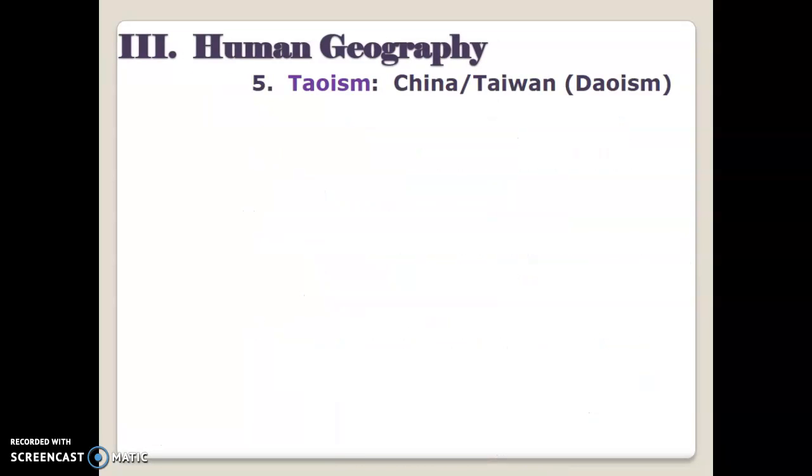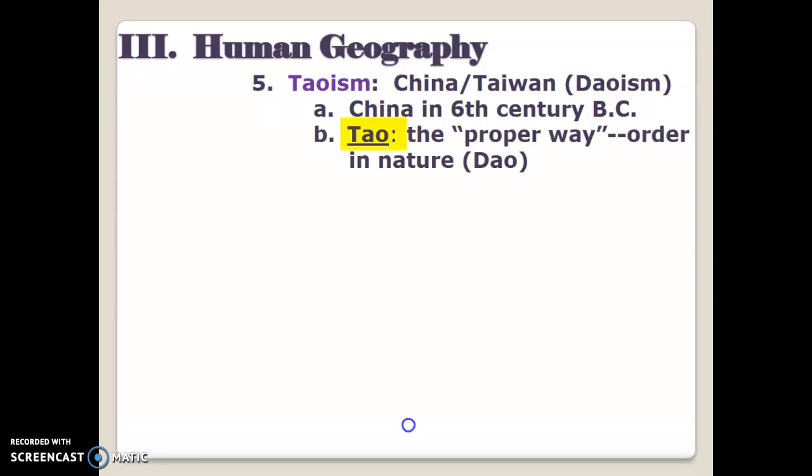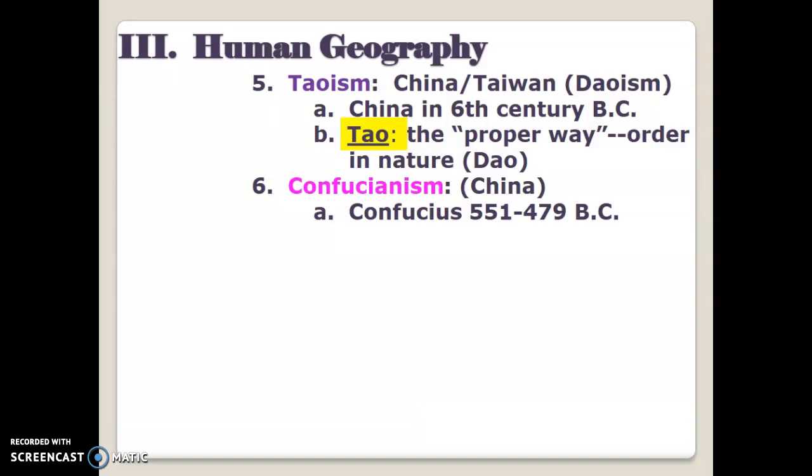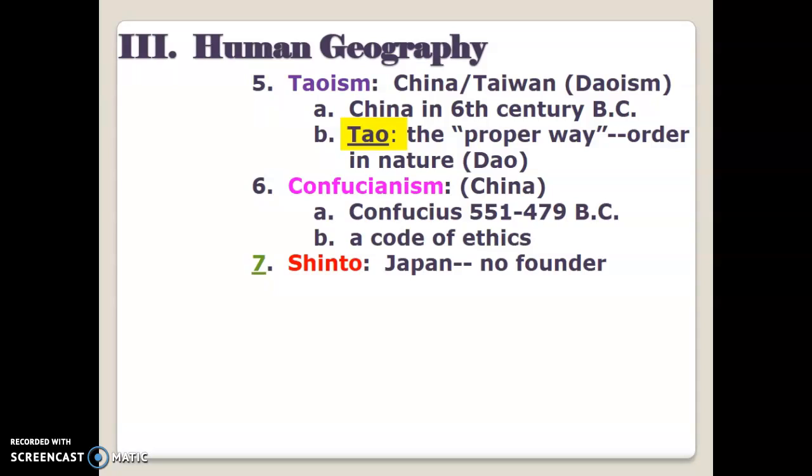Taoism, in our book it was listed as Taoism, but in a lot of geographic books it's Taoism with a T, practiced in China and Taiwan. Taoism, remember, began in China in the 6th century BC, and Tao is the proper way of behaving, and it's really in line with nature. Confucianism is only practiced in China. Remember, that was more of a philosophy as well, based on Confucius, and it was a code of ethics and how to behave.